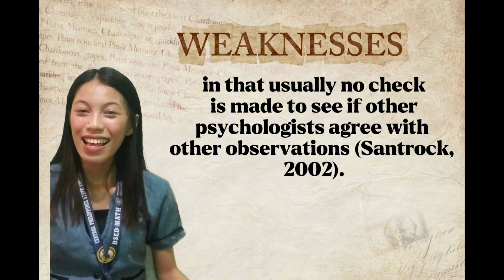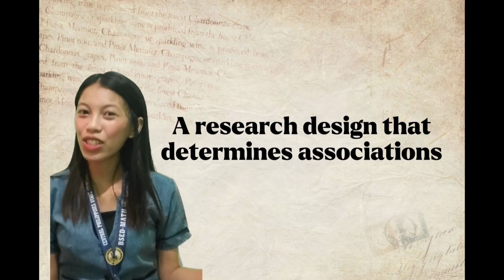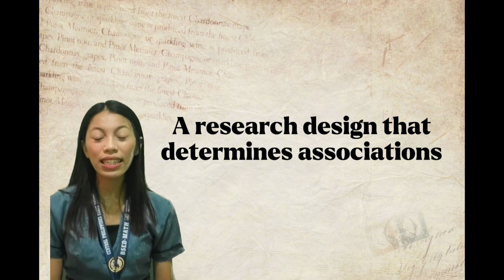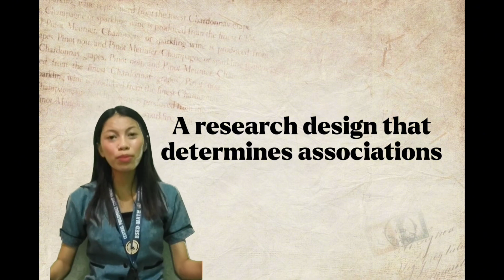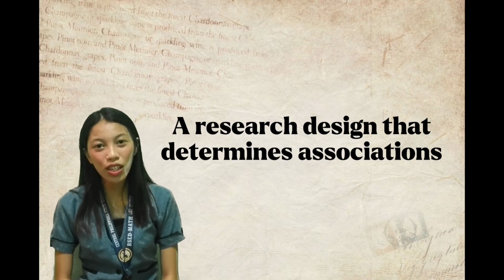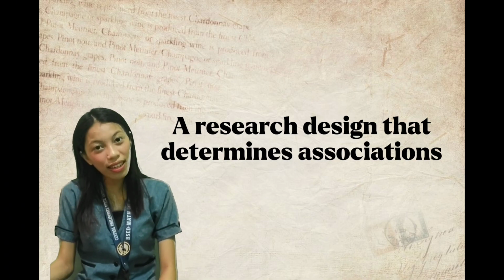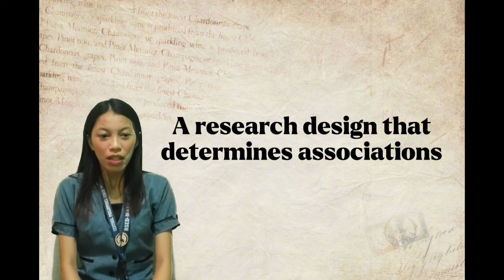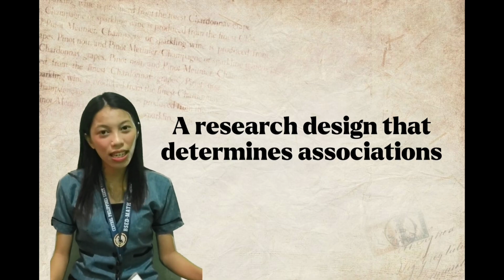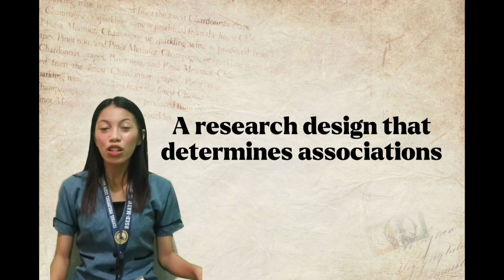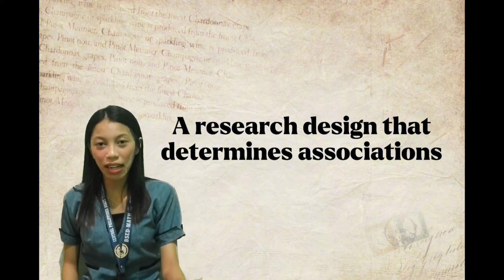Next is number 2, the correlational study. So what is a correlational study? A research design that determines associations, the type of research study that examines the relationship between two or more variables. It is how they are connected or related to each other. The correlational study does not prove cause and effect. So this is not cause and effect. What we do is look at the relationship, how they are connected and related.